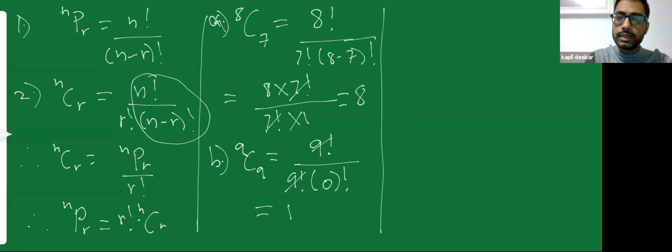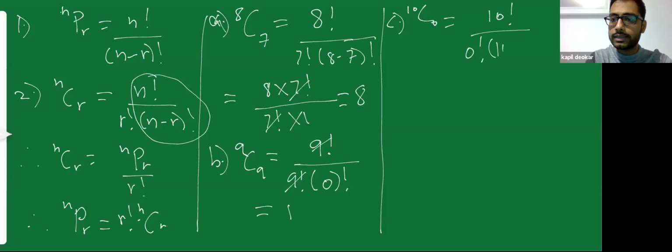Okay. So let's find value of 10C0. So that would be equal to what? n factorial, that is 10 factorial, upon r factorial, that is 0 factorial, into n minus r factorial, that is 10 minus 0 factorial, which is equal to 10 factorial. 10 minus 0 is 10 factorial, cancels out. 1 upon 0 factorial, answer is equal to 1.